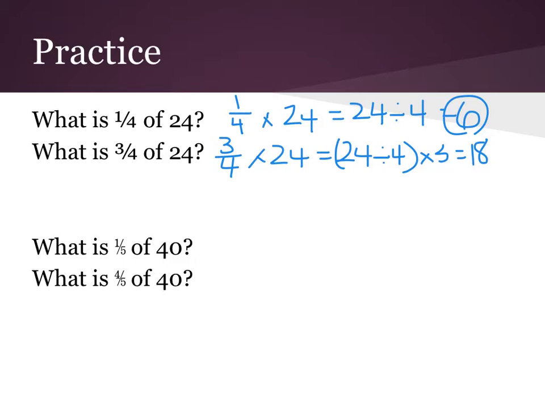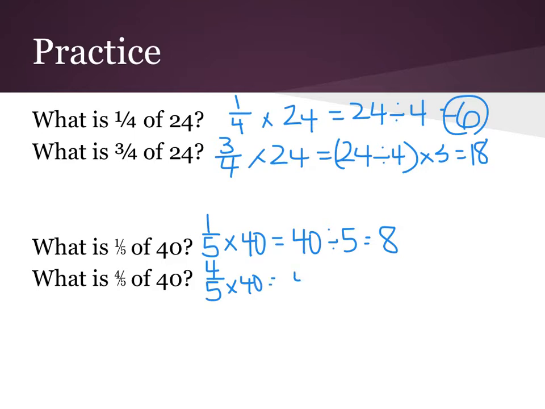The next one asks, what is 1/5 of 40? And then what is 4/5 of 40? To find 1/5 of 40, we would multiply 1/5 times 40. That is the same thing as 40 divided by 5, which equals 8. 4/5 of 40 is the same thing as 40 divided by 5, and then multiply that by 4, since 4/5 is 4 times as great as 1/5, for a total of 32.